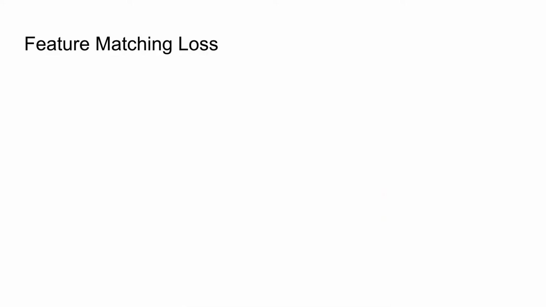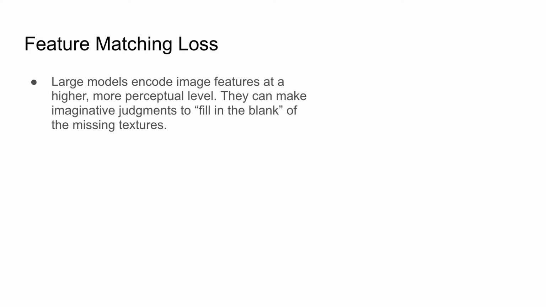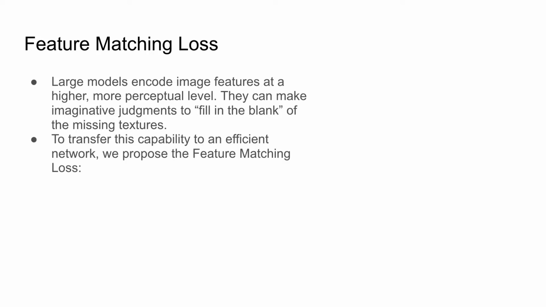One capability that's often missing in these efficient denoising networks is the capability to encode image features at a higher and more perceptual level that large denoising networks can do. These large denoising networks can make imaginative judgments that can fill in the blank of missing textures. So we desire to transfer this capability to an efficient network, and so we propose the feature matching loss, which is aimed at knowledge distillation.